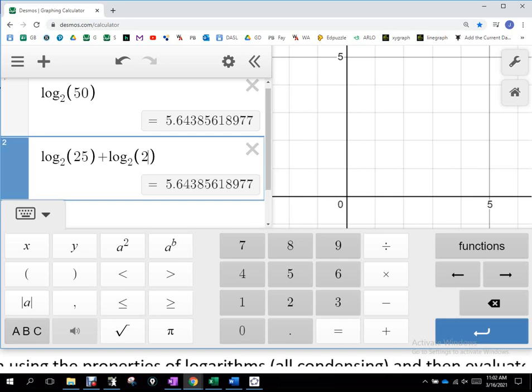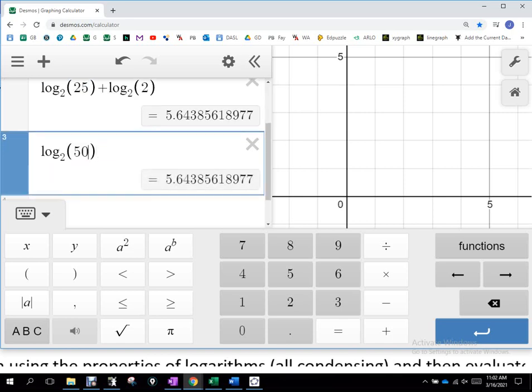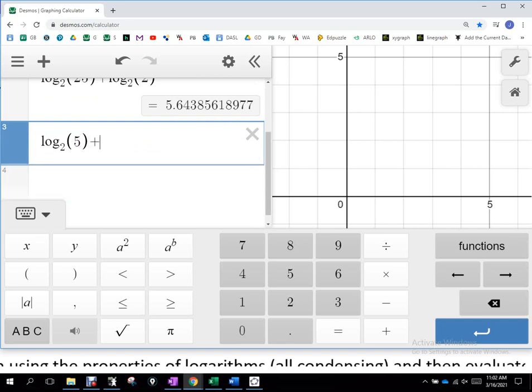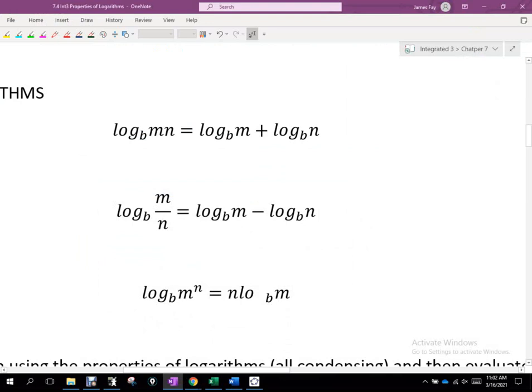Okay. Now, what are two numbers that multiply together to give me 25? 5 and 5, right? So I can rewrite that as log base 2 of 5 plus log base 2 of 5 plus log base 2 of 2. Does that still give me the same number there? Okay. So that's a property that is true, and that's what is listed out right here.